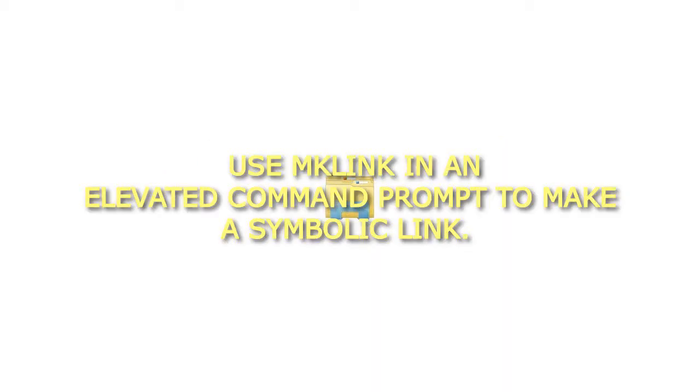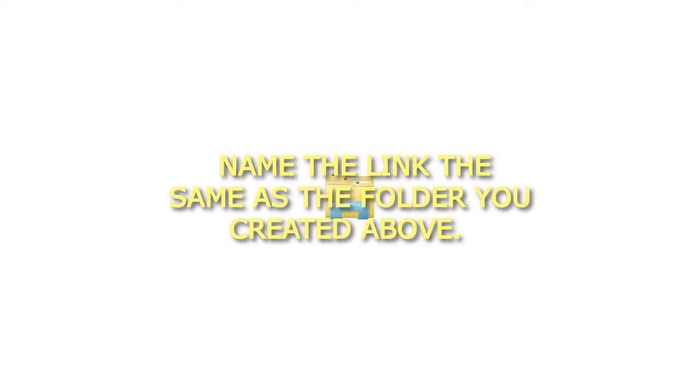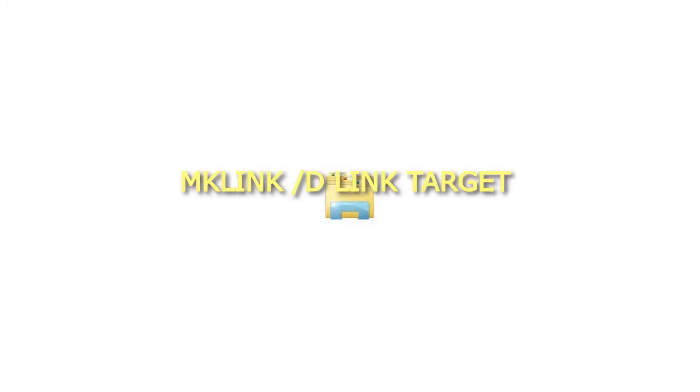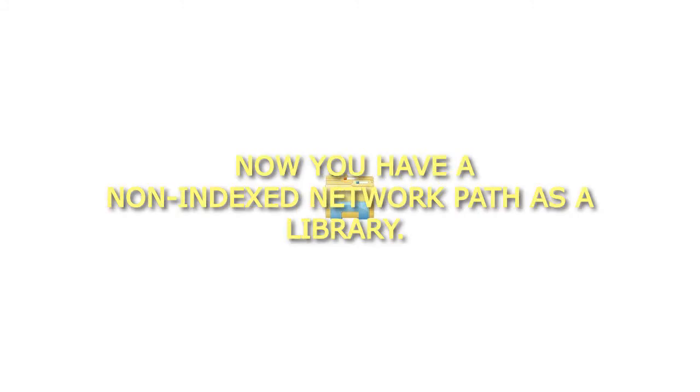5. Use MKLINK in an elevated command prompt to make a symbolic link. Name the link the same as the folder you created above. I.E. MKLINK /D link target. MKLINK /D C:\shares\pictures \\server\network folder. 6. Done. Now you have a non-indexed network path as a library.